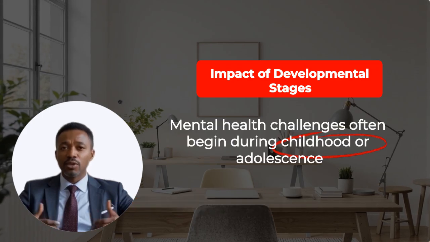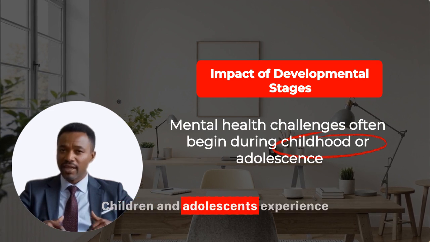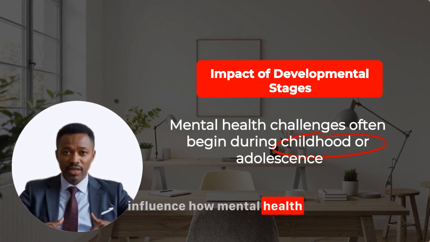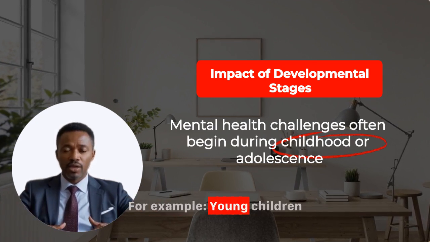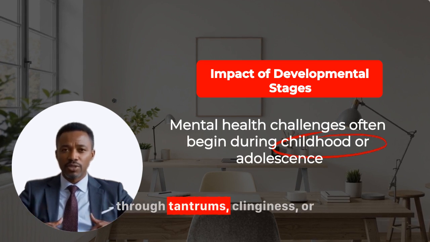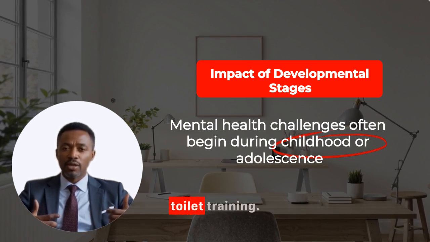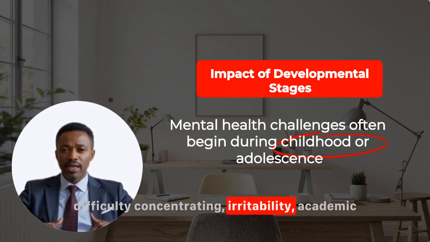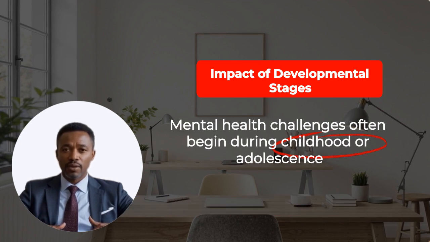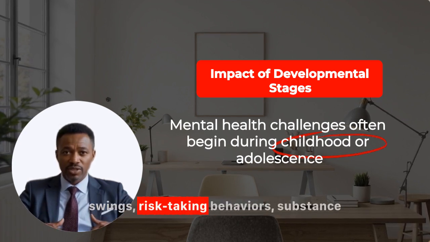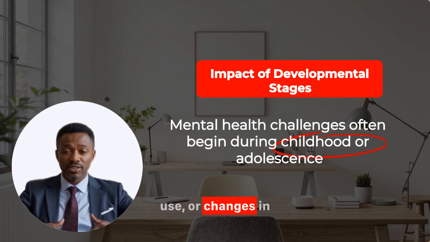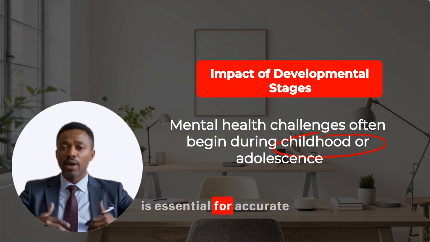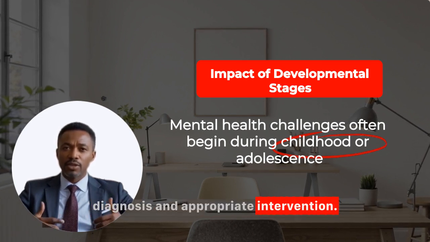Impact of developmental stages on symptom presentation. Children and adolescents experience rapid emotional, social, and cognitive changes which can influence how mental health symptoms appear. For example, young children may show mental distress through tantrums, clinginess, or regression in behaviors like toilet training. School-aged children might display difficulty concentrating, irritability, academic decline, or social withdrawal. Adolescents may experience mood swings, risk-taking behaviors, substance use, or changes in sleep and appetite. Understanding these developmental differences is essential for accurate diagnosis and appropriate intervention.